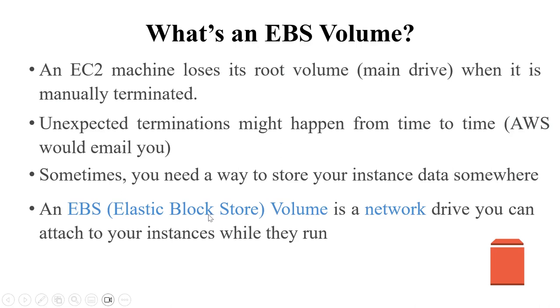AWS has come up with the EBS service, which is Elastic Block Store. It is a volume, but it is kind of a network drive. The beauty of the EBS volume is that it is a network drive. What is this network drive? In general terminology, take a laptop. Whenever I buy a laptop, it has a hard disk of something like 256 GB or 512 GB, some amount of storage.